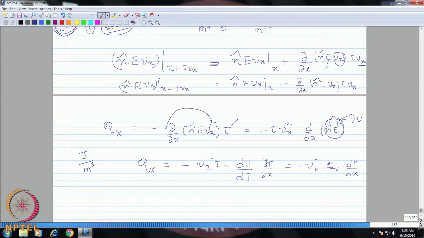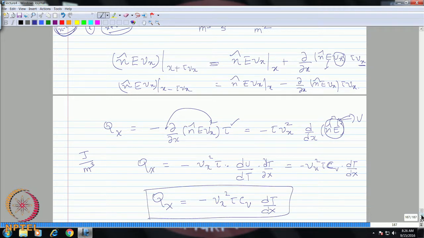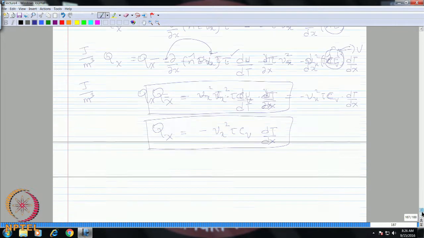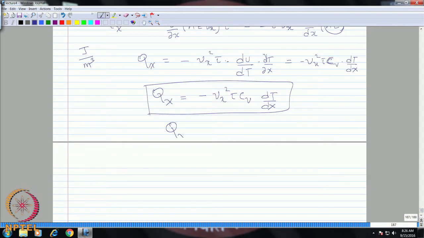Now, compare this to Fourier's heat conduction equation. From kinetic theory, your heat flux is equal to Vx square tau Cv dt by dx, and compare this to Fourier's heat conduction equation, where you have Qx equal to minus k dt by dx. So, now we have brought it to this form. Therefore, from this, what can we say about k? This is equal to Vx square Cv tau.